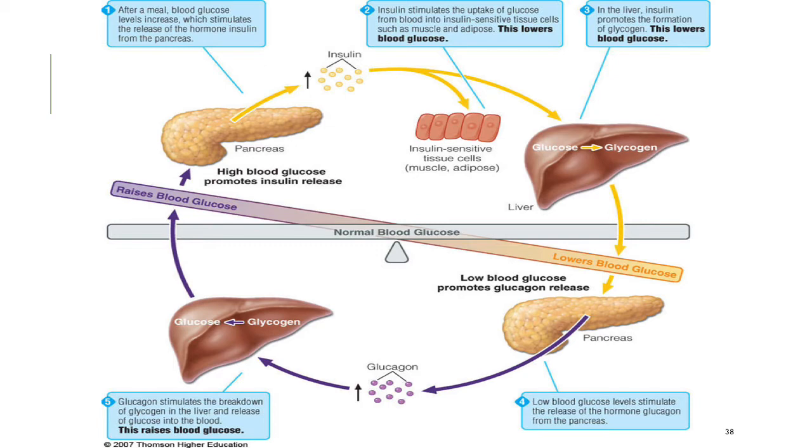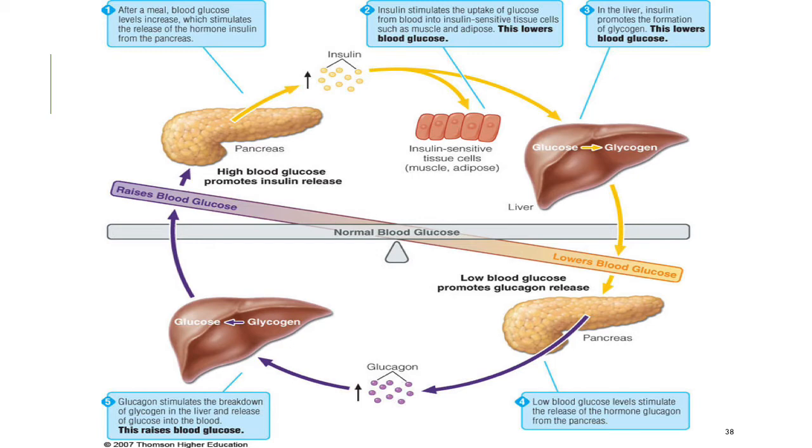Let's move on to point number 2 in the diagram. The insulin stimulates the uptake of glucose from the blood into insulin-sensitive tissue cells. So basically, remember, insulin is a hormone that facilitates the transport of glucose from the blood to the cells in the tissues, be it muscle cells or adipose or fat cells. Now, the transport of glucose from the blood to the cells itself acts to lower the blood glucose concentration.